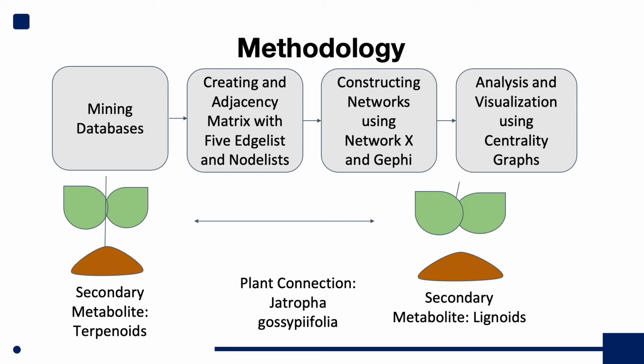Afterwards, NetworkX was used to provide the centrality graphs such that the degree centrality, closeness centrality, betweenness centrality, eigenvector centrality, page rank, and weighted degree were found. Finally, a bipartite network was created using NetworkX to visualize which plants contained which secondary metabolites.